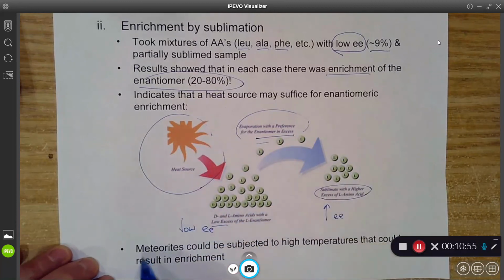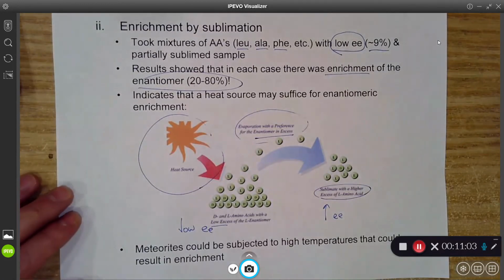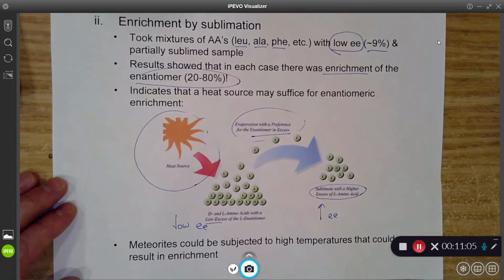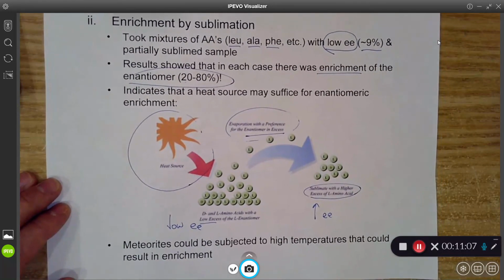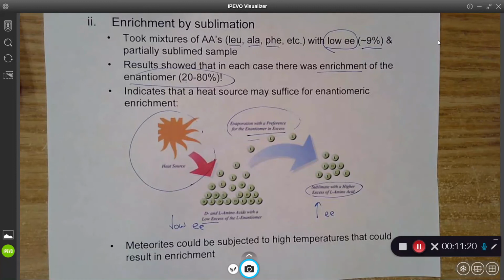So it's possible that meteorites, which certainly could be subjected to very high temperatures, could also result in enrichment. That could be one of the reasons why the meteorite discovered in 1969 that hit Australia had enantio-enrichment of L amino acids compared to D amino acids. Okay, so that concludes this unit on chirality and amino acids.